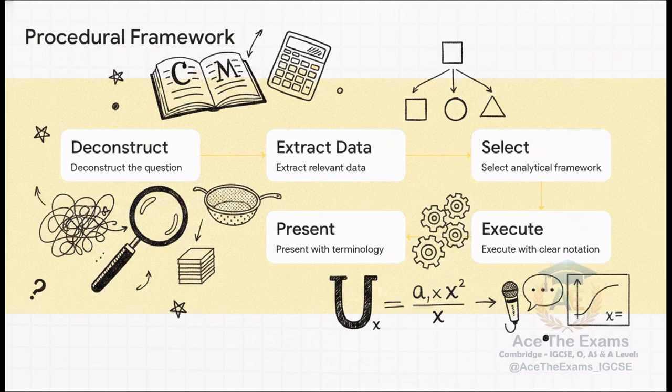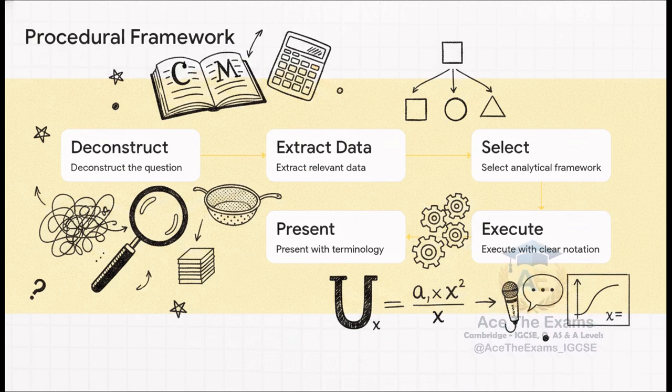Step 1, deconstruct the question. For an equation like 3e^x = 12 - 5e^(-x), you look at it and identify the negative exponent as the core problem. Step 2, extract relevant data. You multiply the entire equation by e^x to remove that awkward fraction. That gives you 3e^(2x) = 12e^x - 5.